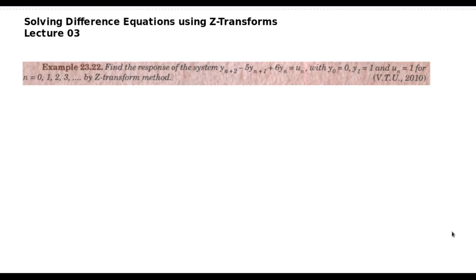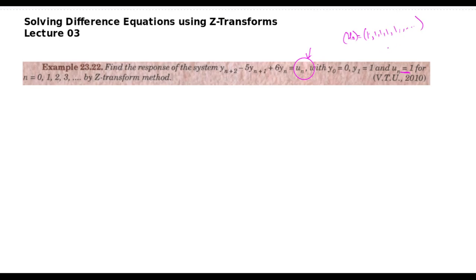The question was simply to find the response of the system y(n+2) - 5y(n+1) + 6y(n) = u(n), with y(0) = 0, y(1) = 1, and u(n) = 1 for n = 0, 1, 2, 3, 4 and so on. The only difference I have brought in from the previous problem is this term u(n). The u(n) sequence, for all n starting at 0, has value 1, meaning the sequence is simply 1, 1, 1, 1, 1, 1.